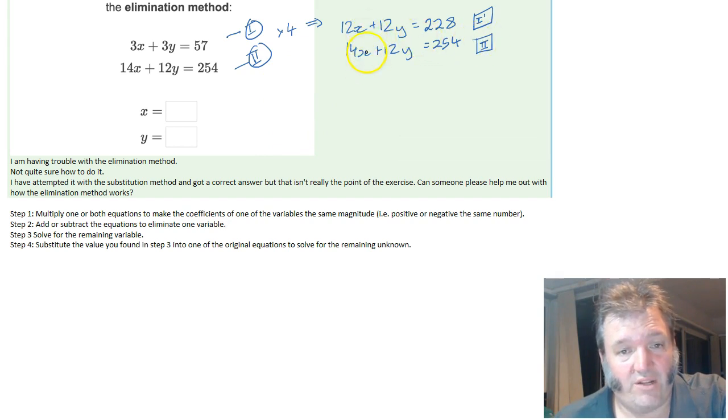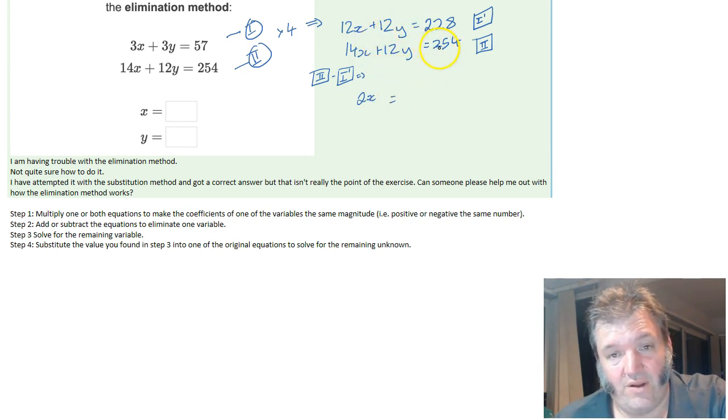Now, if I subtract one of these equations from the other, the 12y's are going to disappear, which is what we want. Because I've got 14x's in equation 2 and only 12 in the first equation, I'm going to go equation 2 and I'm going to subtract from equation 2, 1 prime. What does that give me? It gives me 14x minus 12x is 2x. 12y minus 12y we know is nothing. 254 minus 228 is 26. Now, I don't want to know what 2x is, I want to know what x is, so I divide each side by 2, and I've got x equals 13.